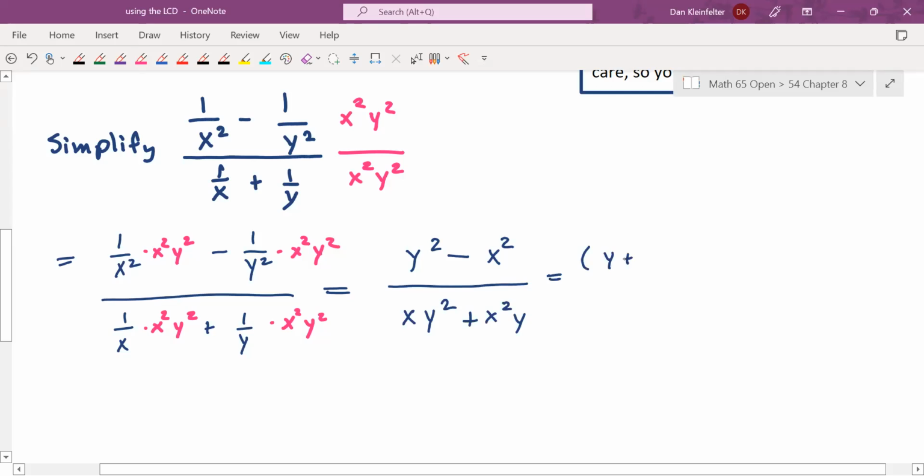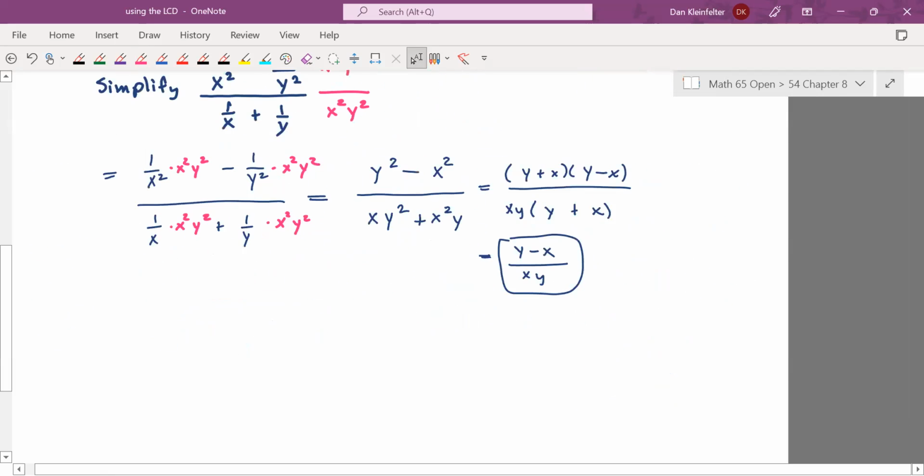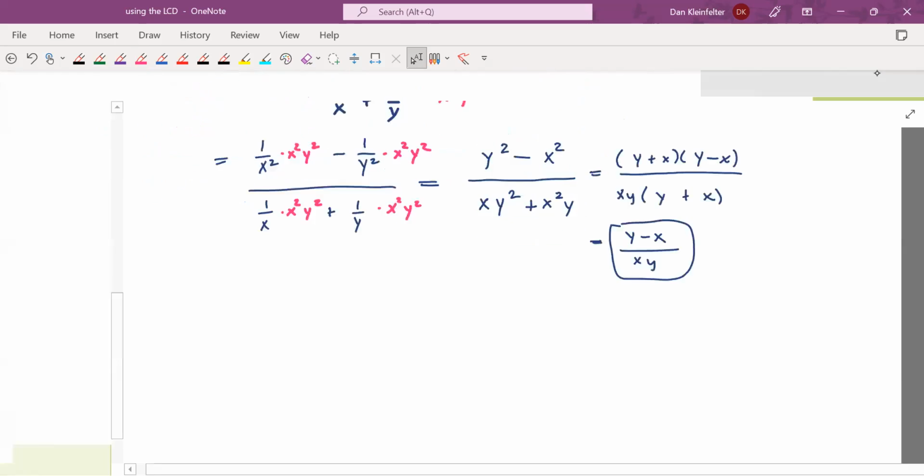The numerator is a difference of squares. So let me factor it that way. Down below, it looks like there's a common factor of xy. If we factor that out, we'll have y plus x. Yep, sure enough. And so we are able to divide out that factor of y plus x. So we'll have y minus x divided by xy. Okay, so I'm glad I looked. All right, more examples to come.